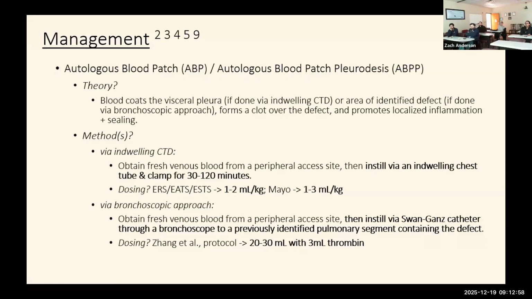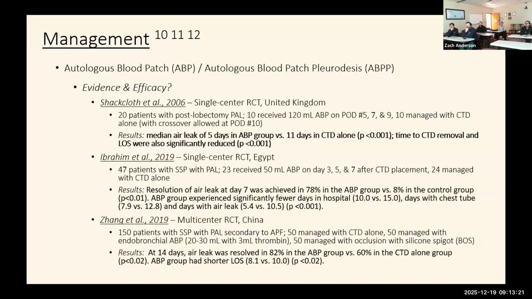Zhang et al. protocol, which is really the only protocol kind of really available. They did 20 to 30 mLs of the ABP with 3 mLs of thrombin, or 3,000 units of thrombin. So this is not an insignificant amount of blood they're taking. It's like 150 to 200 cc's of blood having to be taken. And most of the organizations recommend doing it on day 0, whatever day 0 you define, day 2 and day 4. So you do it 3 times for the intrapleural approach.